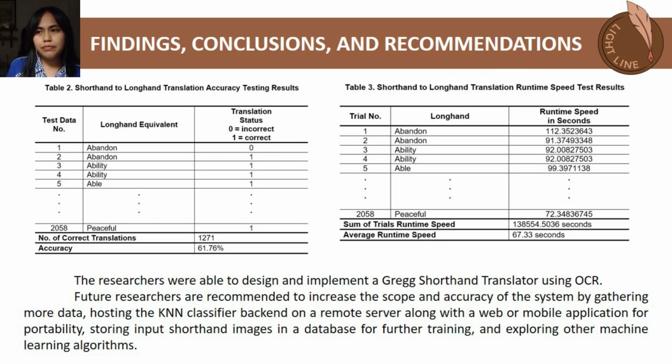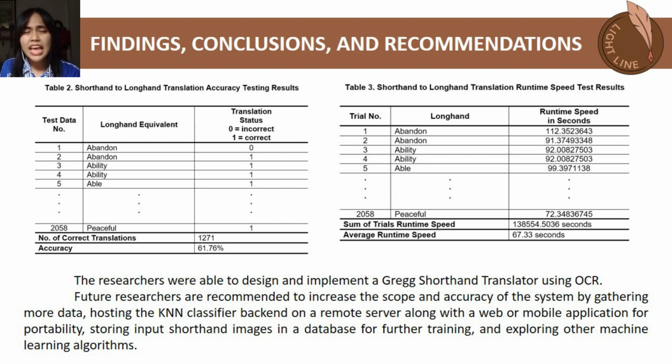And we have here the results of the testing. For the accuracy testing results, as you can see, we have tested 2,058 data, and the number of correct translations is 1,271 out of 2,058, and the accuracy is 61.76%. As for the runtime speed, it averaged to 67.33 seconds.